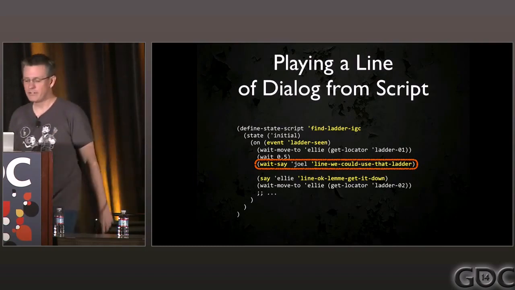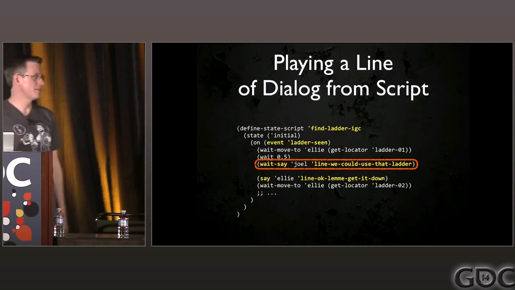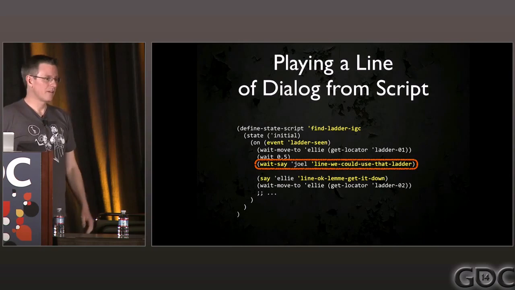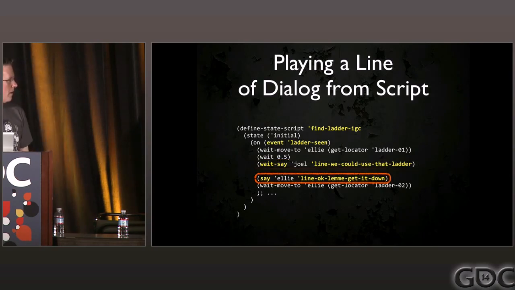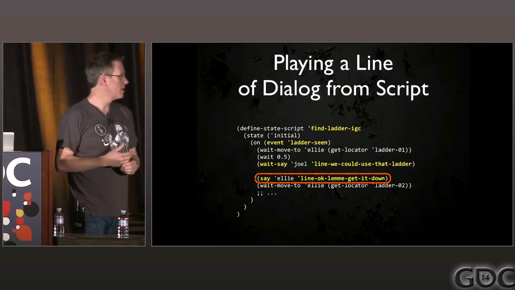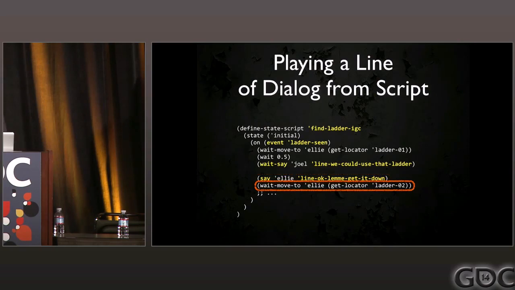It's just naturally going to wait for however long that particular audio line is. And that also works for internationalization, right? Localization, where the line might be very different in length for the different languages. Here, however, we don't want to wait. We want to just say the line and then go on with the script. Maybe we want Ellie to speak while she's doing her move to command here. So we have both choices in script.